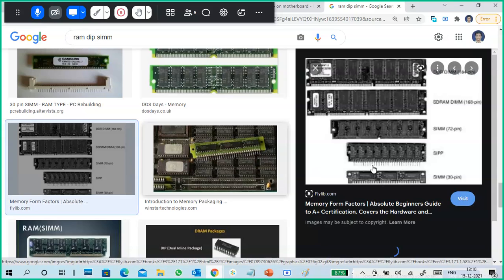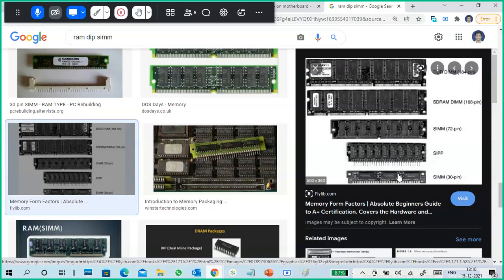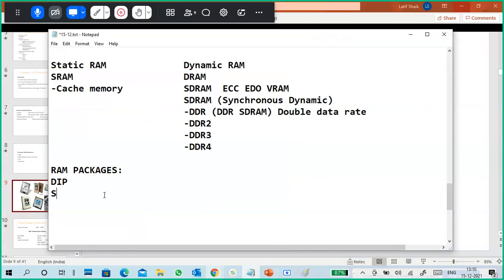These are regular RAMs, SIMM models and all. SIMM means single inline memory module. It is like if you take a RAM and the numbering system, the pins are based on that. It's a single inline memory module, not based on chip arrangement.